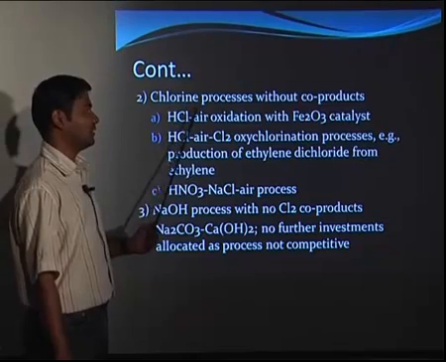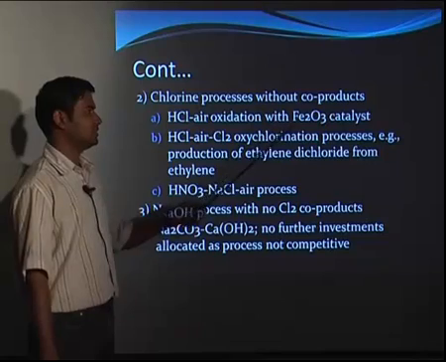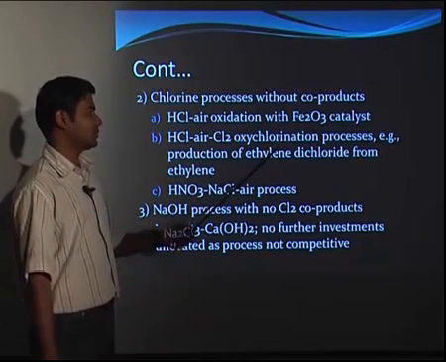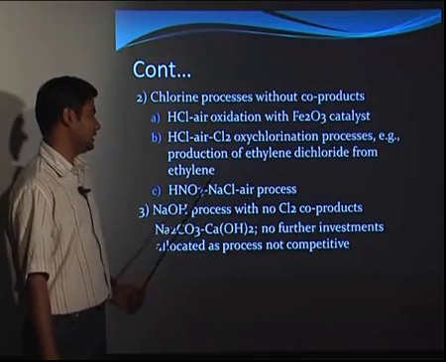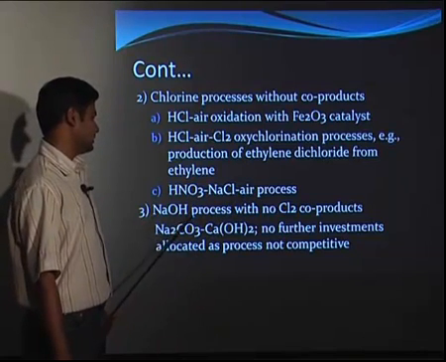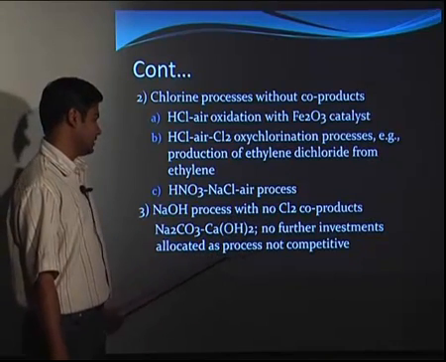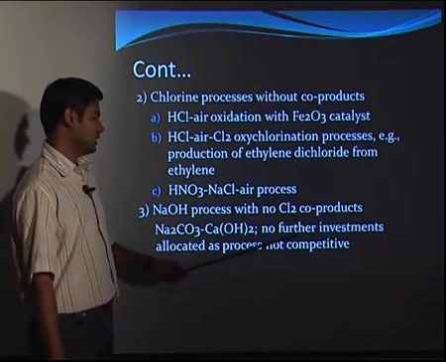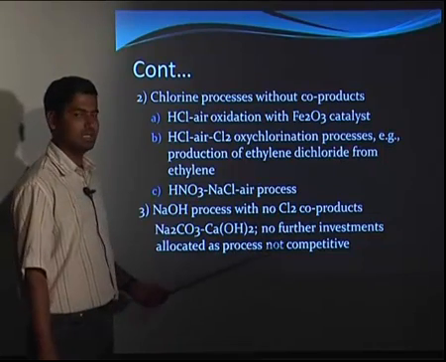Then the chlorine process without co-products. Here we have HCl air oxidation with Fe2O3 catalyst, then HCl air Cl2 oxychlorination processes, for example production of ethylene dichloride from ethylene, then the nitric and NaCl air process. The next one is the NaOH process with no Cl2 co-products. You can see sodium carbonate and calcium hydroxide. No further investment is allocated as the process is not competitive, so this is not used nowadays.